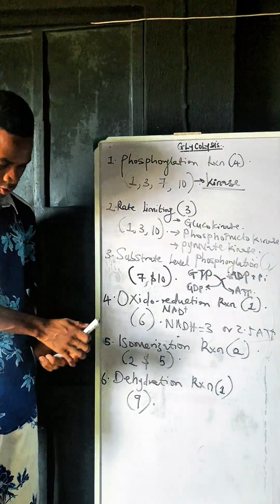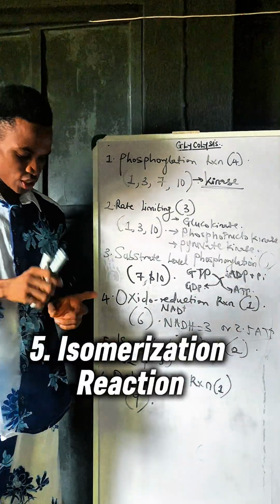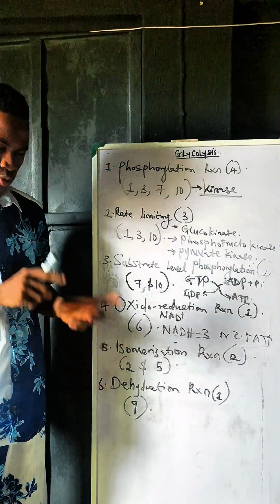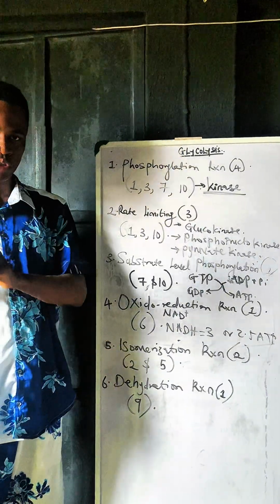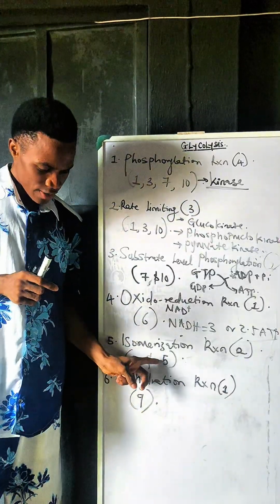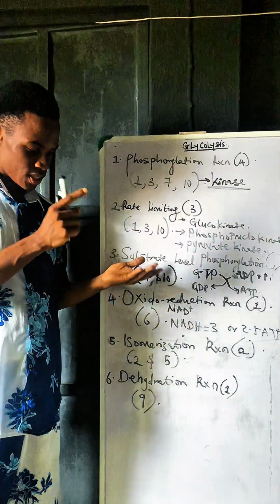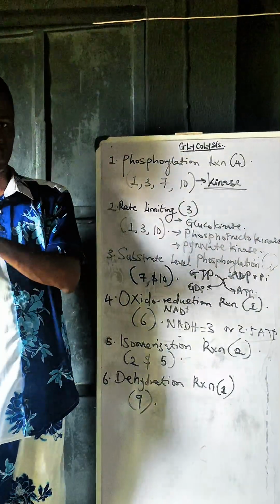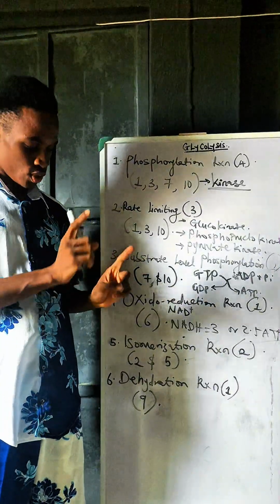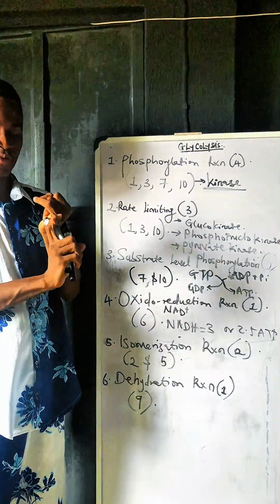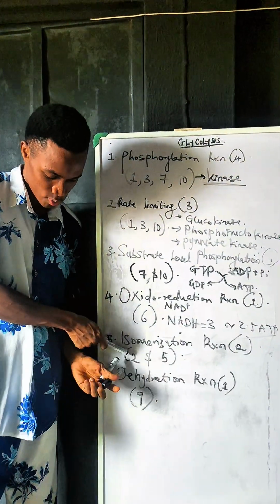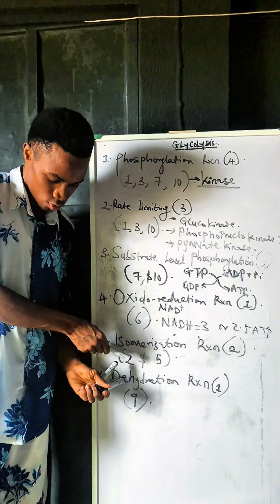Then, second to the last, is the isomerization reaction, which converts a molecule to its isomer. For example, glucose 6-phosphate was converted into its isomer, fructose 6-phosphate, in reaction 2 by an enzyme referred to as an isomerase. Then in reaction 5, an isomerase again converted dihydroxyacetone phosphate into glyceraldehyde 3-phosphate. Therefore, isomerization reactions are reactions 2 and 5.